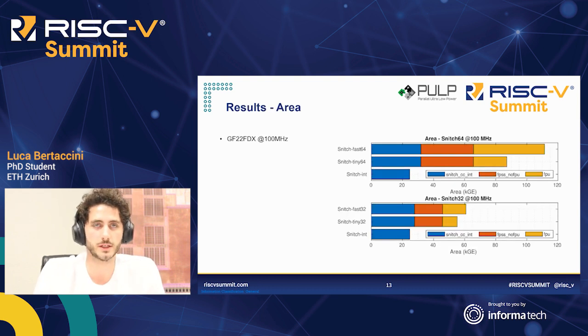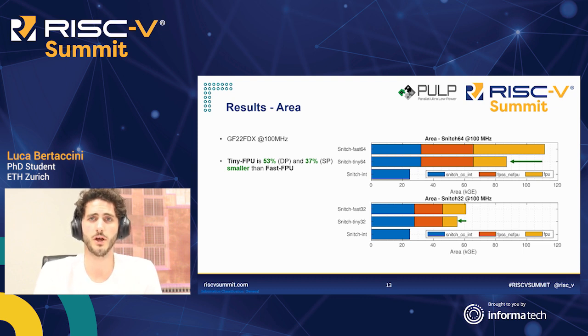We then synthesized our implementations. We targeted 100 megahertz. This is a common frequency for low-cost microcontrollers. And we used the GlobalFoundries 22 nanometer technology. So our Tiny FPU itself is 53 and 37% smaller than the fast FPU, respectively for double and single precision. However, this is not the only area overhead we have when we want to support floating point via hardware.